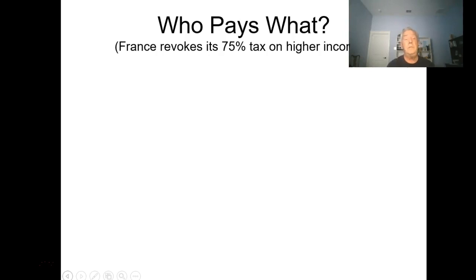The problem they had was the high income people left France, did not take up citizenship. They went to other countries, and the 75% tax had zero impact. So they dropped the whole thing. It's one of the things you've got to be careful of in taxing.